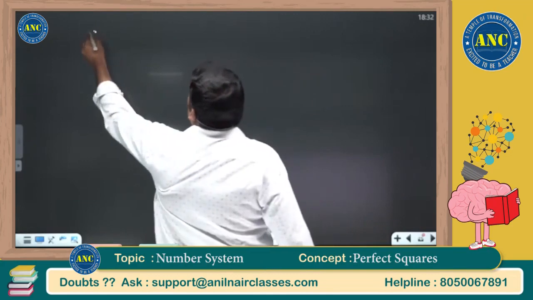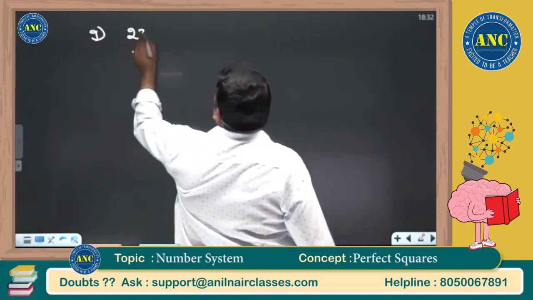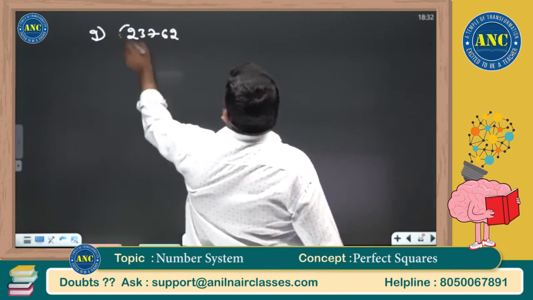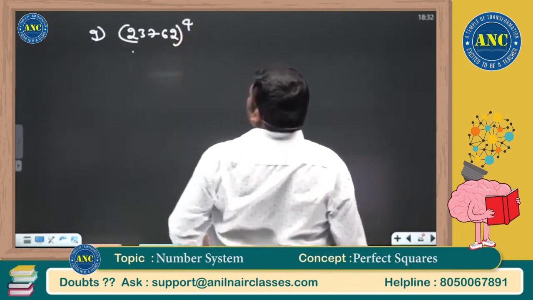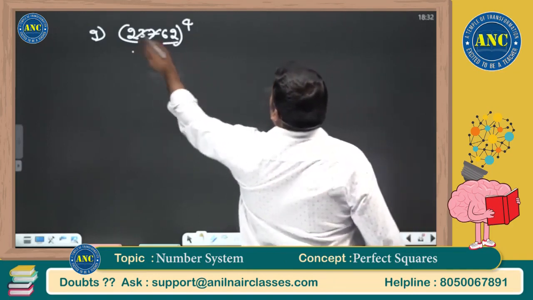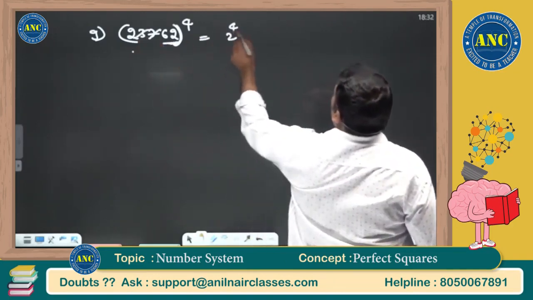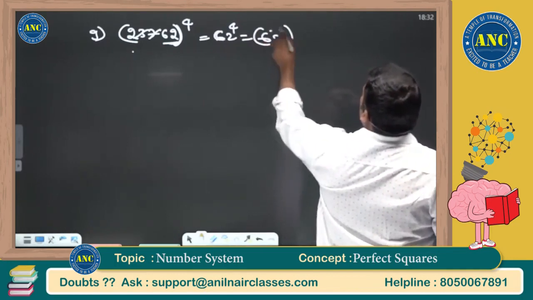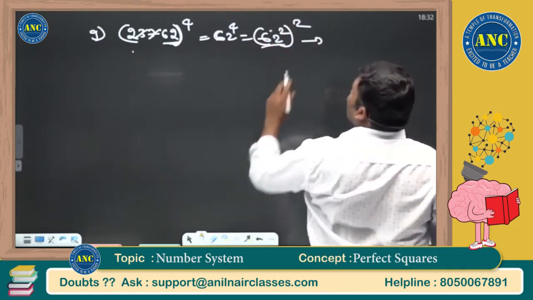Fatafat questions will create 237. 237, 62 power 4. We require the last two digits. 62 power 4 is 62 square whole square.